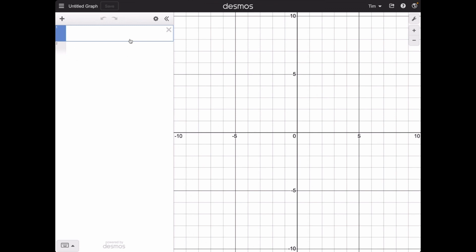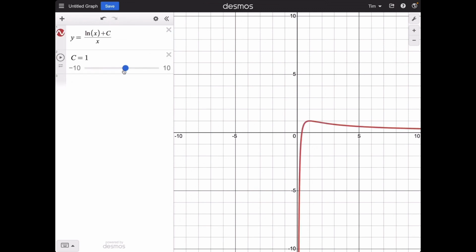So we'll go ahead and plot our general solution. We have natural log of x plus c divided by x, and we'll add a slider value in for c. All of these different curves are different particular solutions to the differential equation.